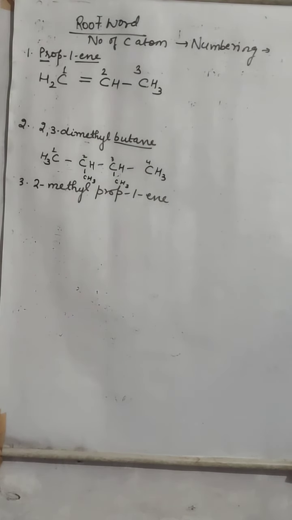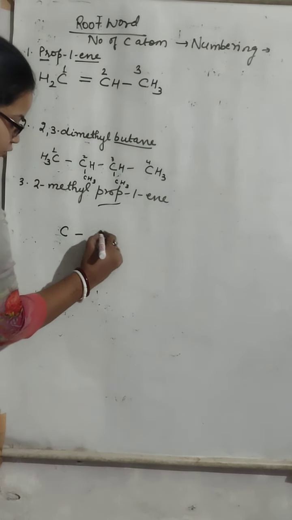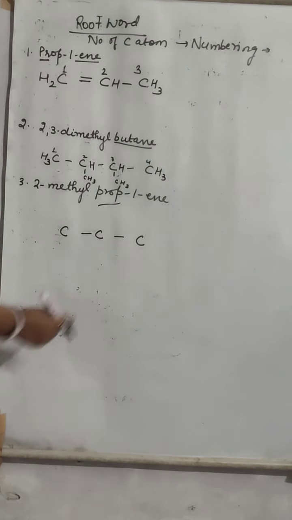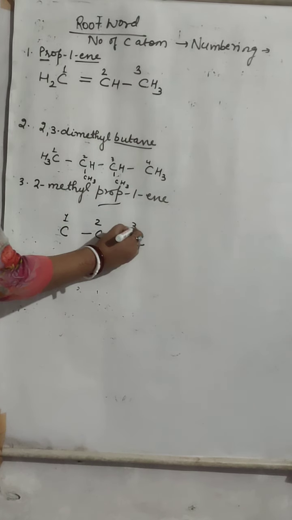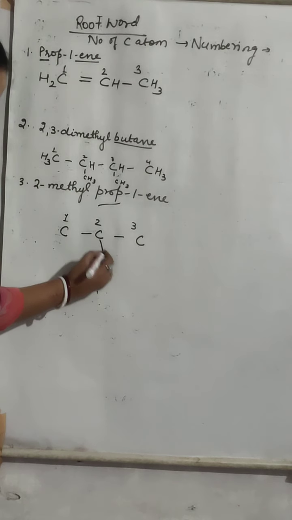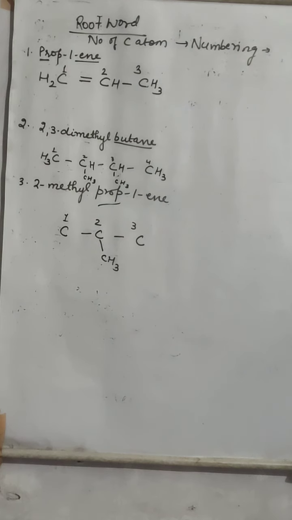Understood? Now see this, 2-methylprop-1-ene. Firstly we have to find the root word. The root word is prop. Prop means how many carbons? 3. Now number it: 1, 2, 3. At the second position, methyl is present. At first position, ene, that is a double bond. So here we will put the double bond. Everything is done. 2-methyl is done, prop is 3 carbons, ene at first position is done.